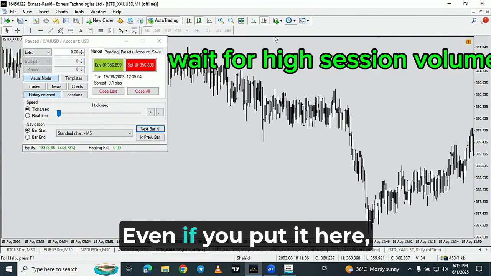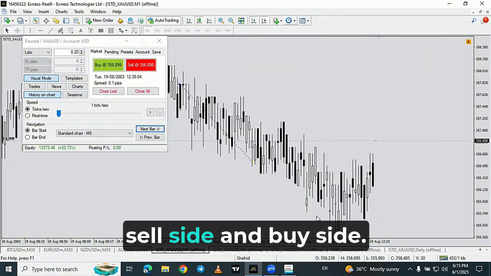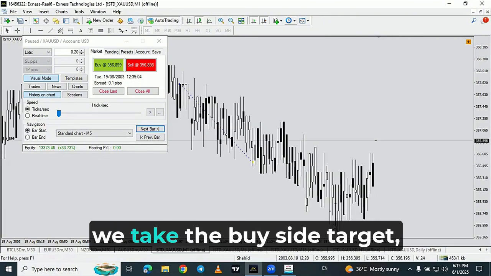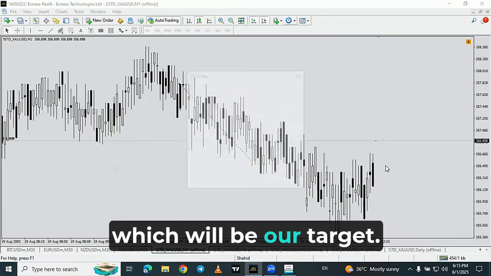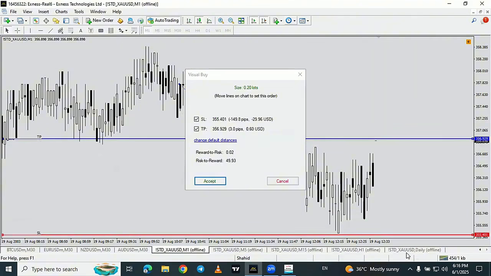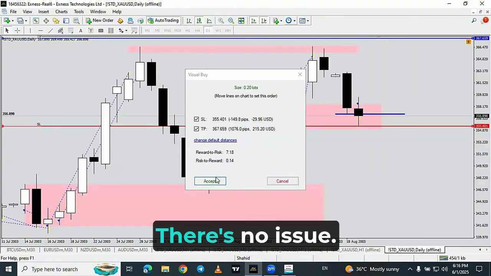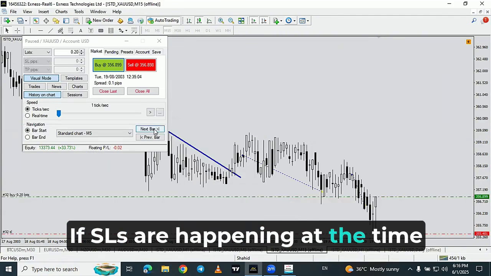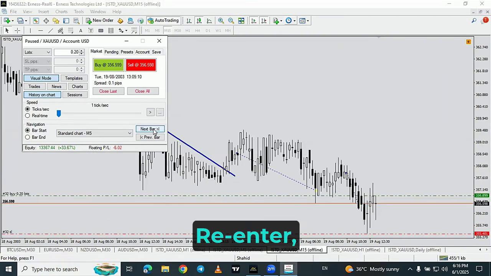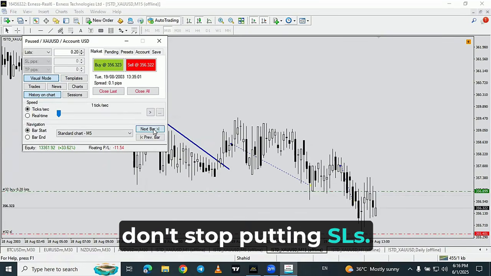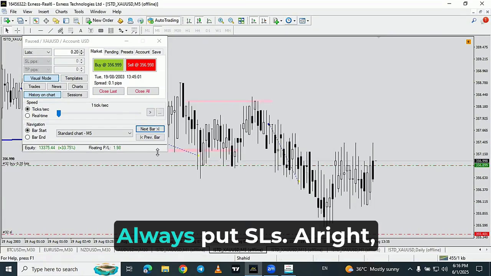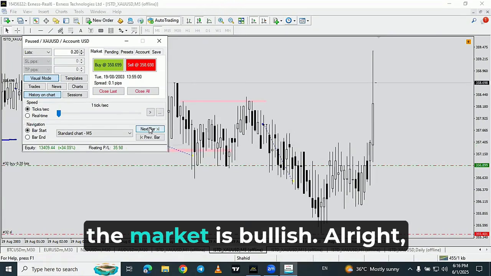There's no issue. Even if you put it here, the current structure is sell side and buy side. If we look here, we take the buy side target, which will be our target. If SLs are happening at the time of entry, there is no issue. Re-enter. Don't stop putting SLs. Don't make that mistake. Always put SLs. Alright, the market is bullish.